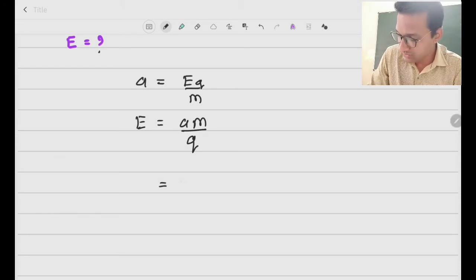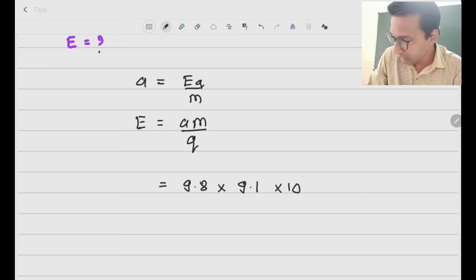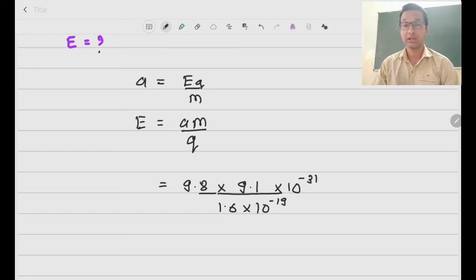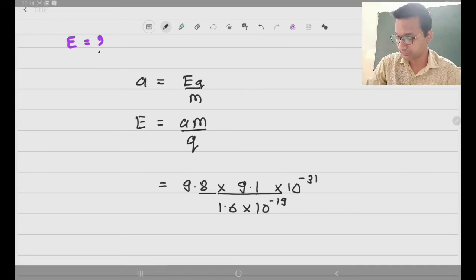Acceleration we know is 9.8. Mass, that is of electron, 9.1 into 10 raised to minus 31 kg. The whole is divided by charge of electron. Q is the charge of electron, 1.6 into 10 raised to minus 19 coulombs. Now let us try to calculate this.